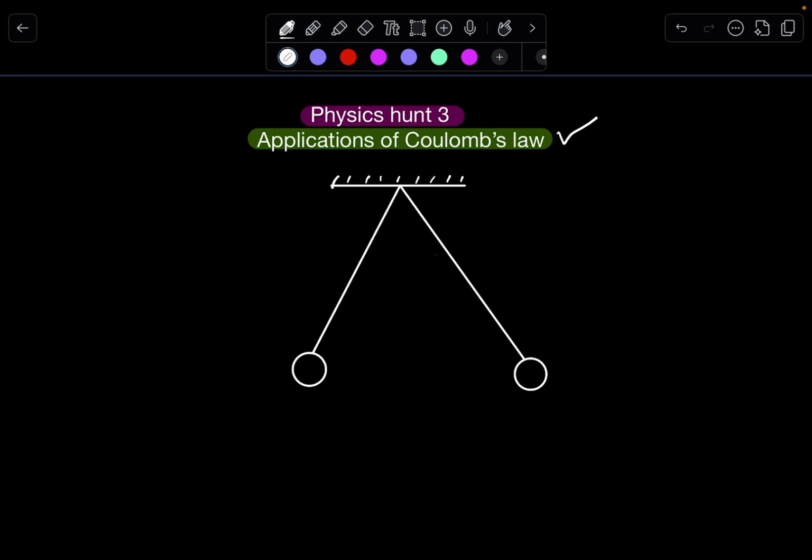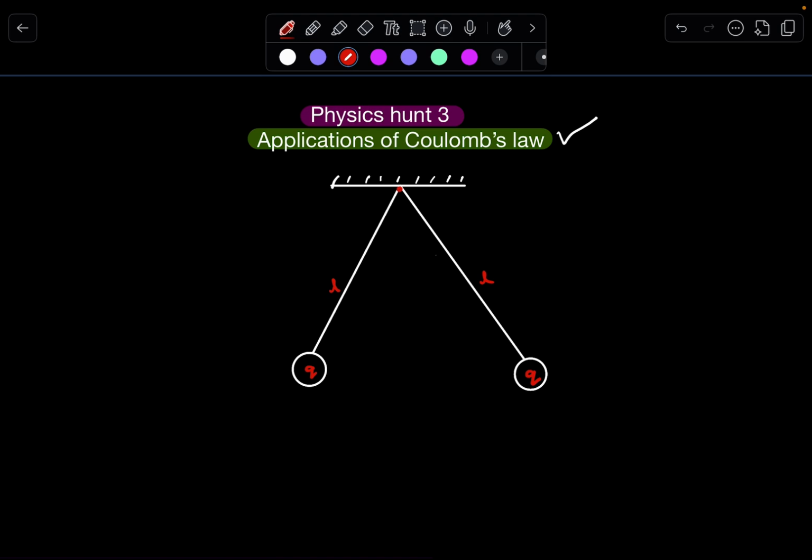Look at this diagram here. We have two charges. Let's say, for example, I'm taking the charges Q and Q, that means two like charges, which are suspended with the help of strings. Say, for example, the length of the string is L, and the two strings are fixed at a rigid support.